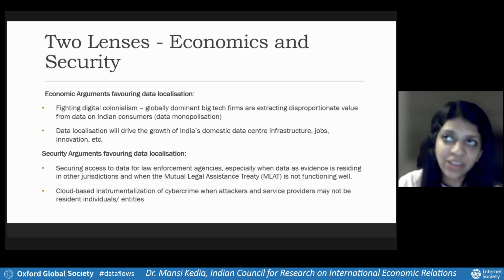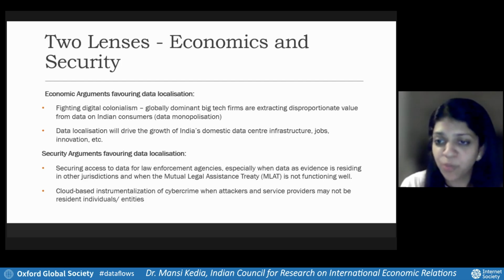But having said this, at the same time, there is a recognition that despite this, a lot of the economic growth, as well as international cooperation and reciprocity, would depend on India allowing data free flows.